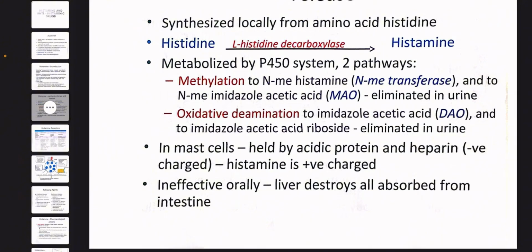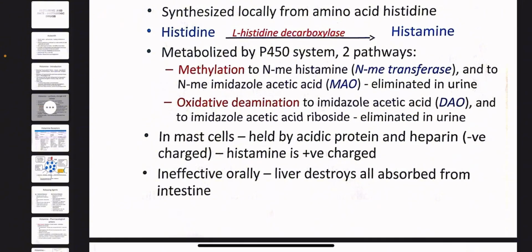It can also be broken down by oxidative deamination. So the two pathways are methylation and oxidative deamination. In oxidative deamination, histamine is converted to imidazoacetic acid and also to imidazoacetic acid riboside. They are also removed via urine. So we know the synthesis and the metabolism, how it is converted to a form in which it can be removed from the body. The two pathways include methylation and oxidative deamination, and then the products are excreted in urine.